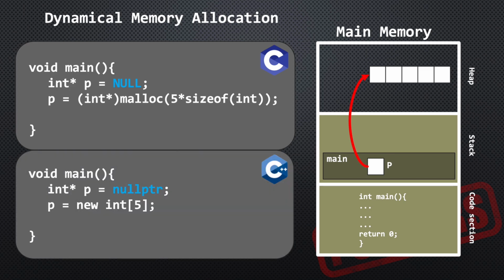Similarly, in C++, you can achieve the same result using the new operator. After the new operator, you specify the data type, in this case int, and in square brackets, you provide the number of elements, in this case 5, to allocate an array of 5 integers in the heap memory.